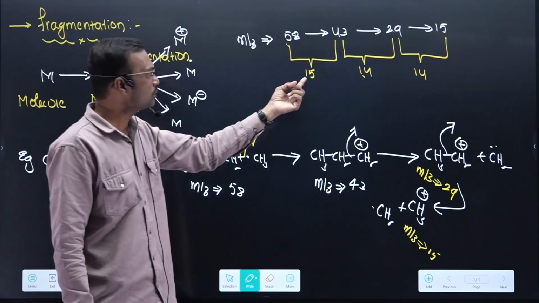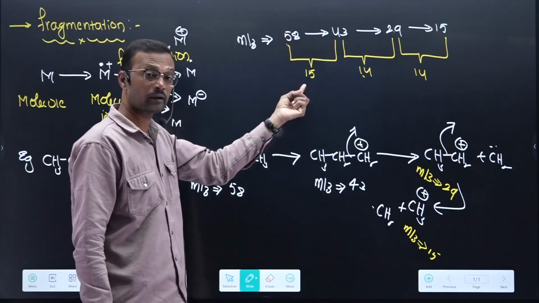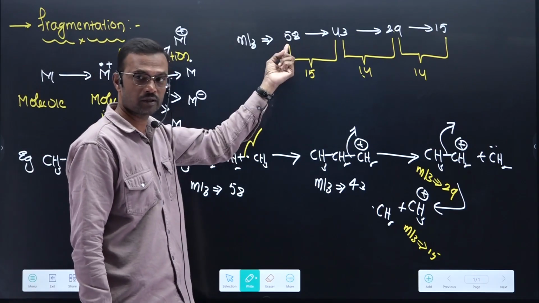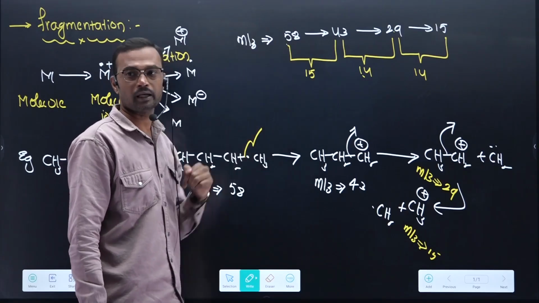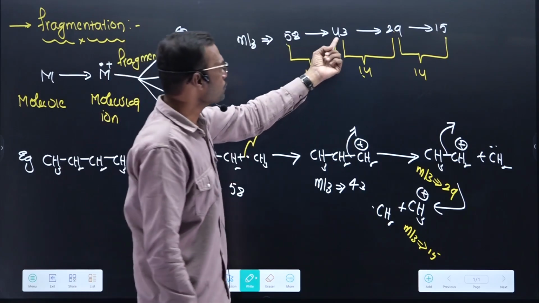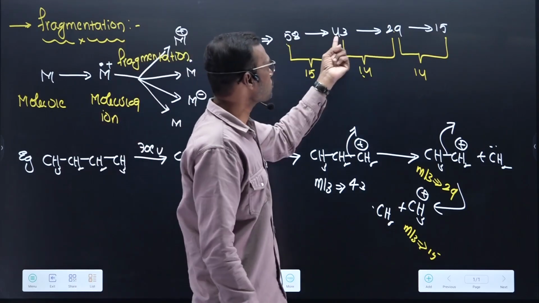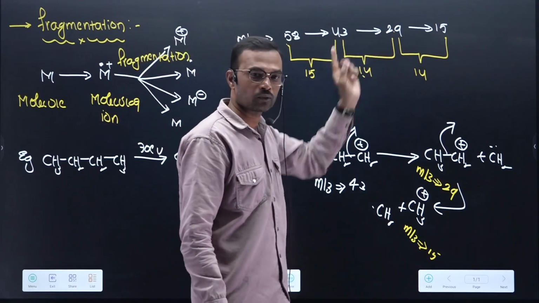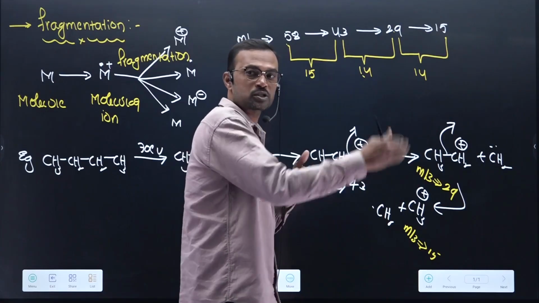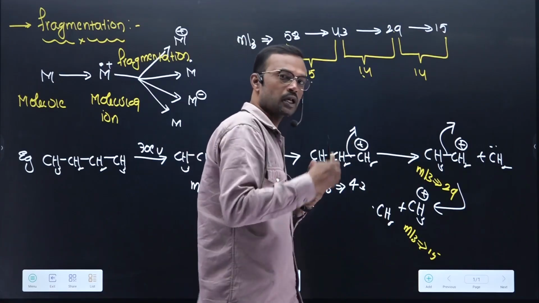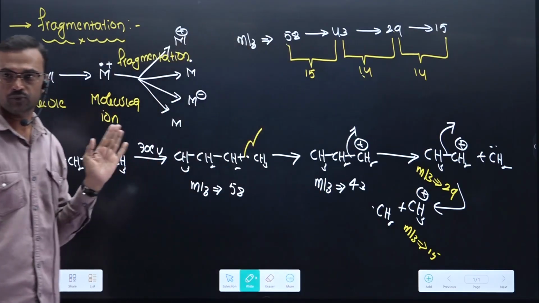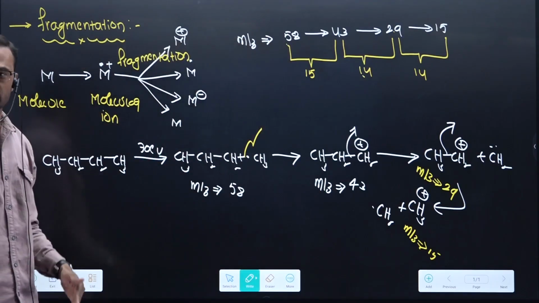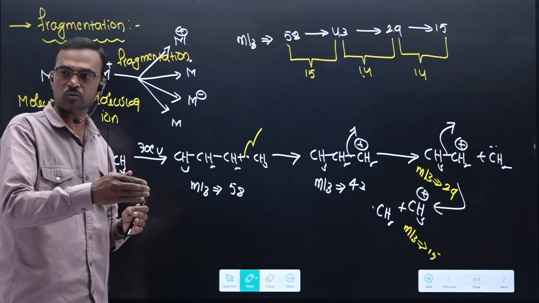Suppose you got 57, is it a molecular ion? Here if I get 57, no. Then what is that? One of the fragment ions. This 43 comes from 58, 29 comes from 43, 15 comes from 29, successively, step by step. If it is a continuous process, it means the chain length is very high. That is the meaning of fragmentation. Fragmentation means continuously breaking into small pieces.